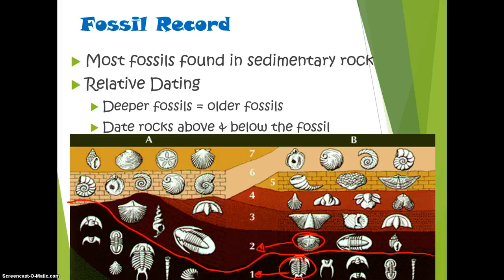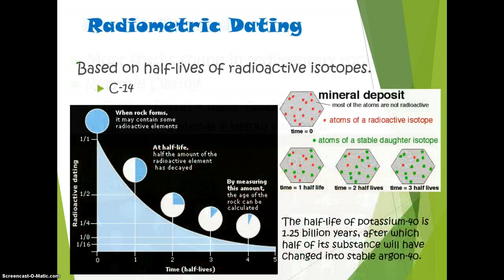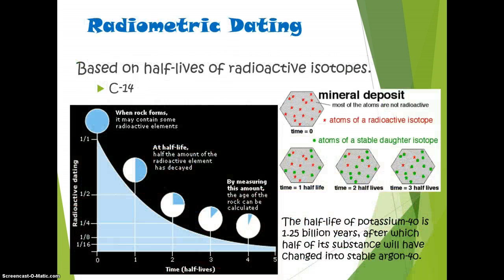Okay, now we can also go through and we can date the rocks above and below the fossils to get a good idea of how old they are. Okay, so we can get relative dating. We can say this guy is much older than this guy here because of how many layers are in between them. Okay, that's relative dating. Then we can also go through and do radiometric dating.